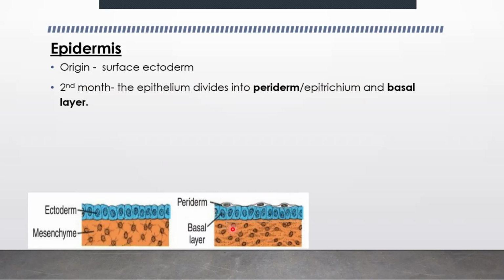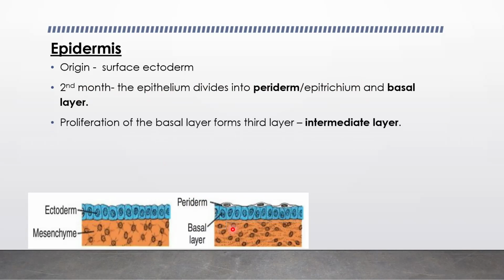Another thing happens: this basal layer will act like stem cells. They will contain this mitosis, this cell division property that they will continue to have. And through that, the basal layer will continue to divide to give us a third layer, which is known as the intermediate layer.